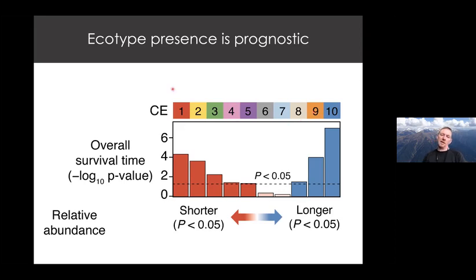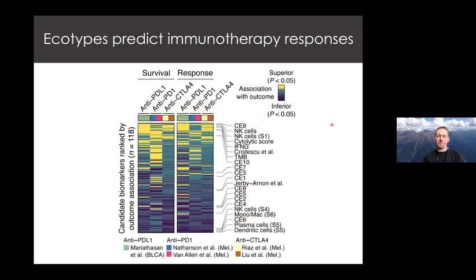But we see over on the left here where there's this particular group of ecotypes associated with poor outcomes, but then there's a couple over on the right here which are really quite strong predictors of favorable outcomes. And we wanted to understand a little bit more in detail what the composition was of these ecotypes and how they might be influencing the outcomes.